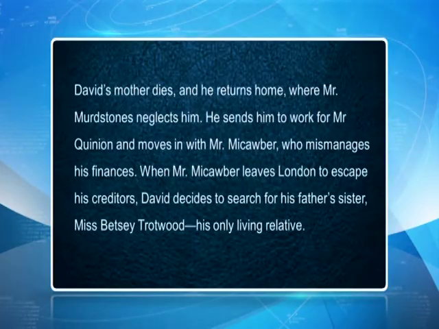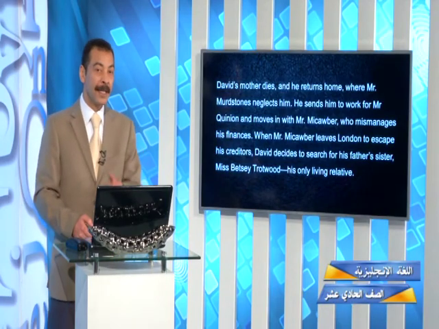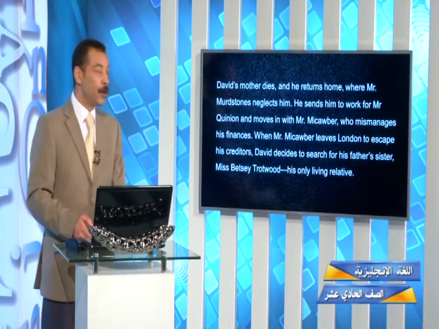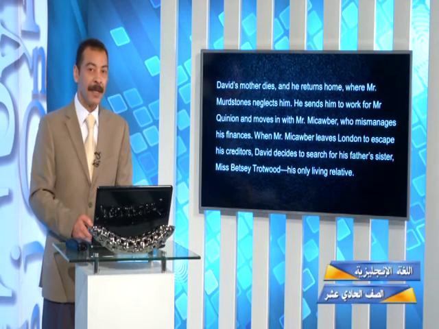David's mother dies, and he returns home, where Mr. Murdstone neglects him. He sends him to work for Mr. Quinion and moves in with Mr. Micawber, who mismanages his finances. When Mr. Micawber leaves London to escape his creditors, David decides to search for his father's sister, Miss Betsy Trotwood, his only living relative. Again, as the events proceed, David loses his mother and he becomes totally an orphan.